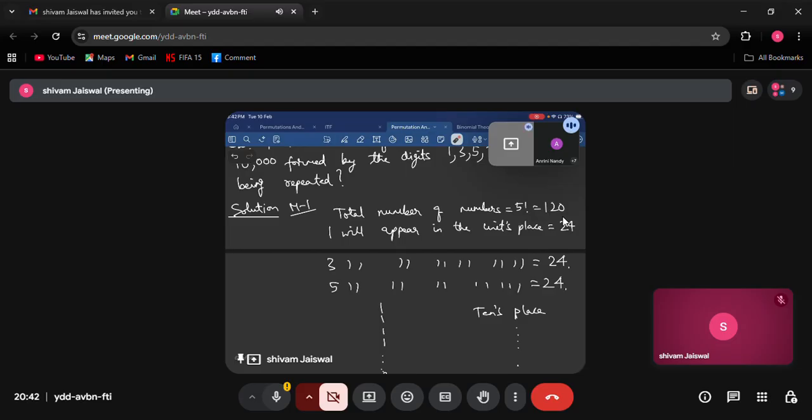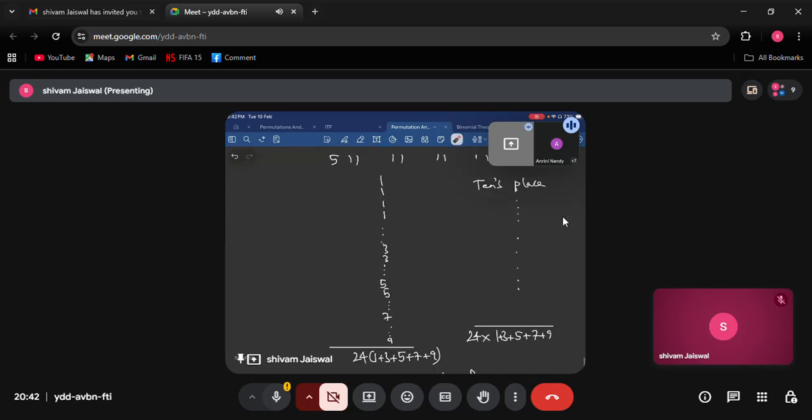This is one of the methods. Total number of numbers will be 5 factorial, 120. 1 will appear in the unit place 24 times. 3 will appear 24 times. 5 will appear 24 times. 7 will appear 24 times. 9 will appear 24 times. So 1, 24 times. 3, 24 times. 5, 24 times.